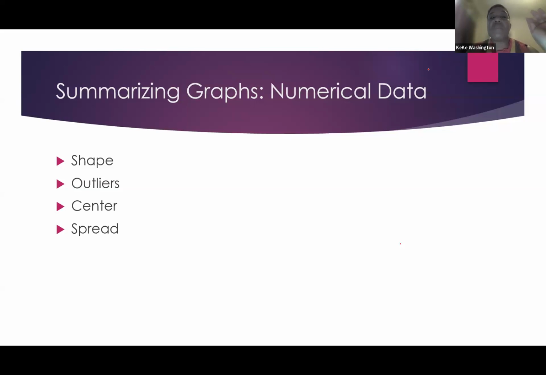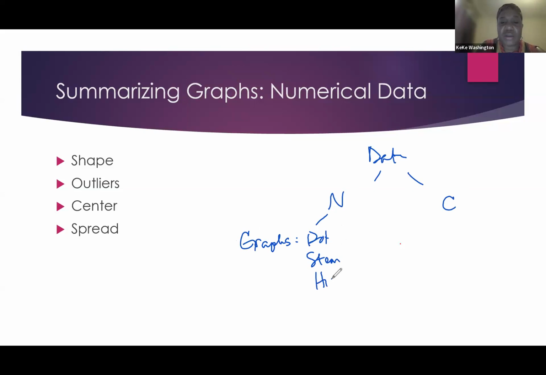Okay. When you summarize, we started off saying that once you get that data, it's numerical or it's categorical. So if it's numerical, then the graphs that you can create are your dot plots, your stem plots, your histograms. Okay, we haven't talked about categorical yet. Once you summarize that data, if it's numerical, you're working your way through SOCS: shape, outlier, center, spread.